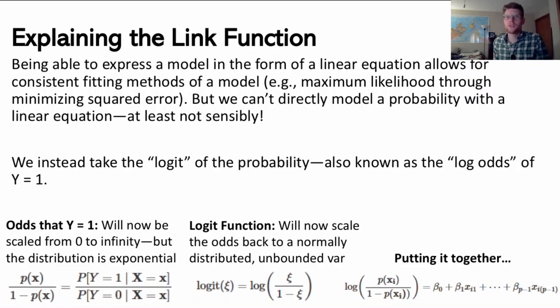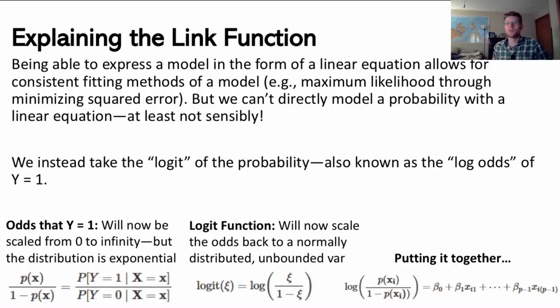First, we have this thing called the odds. The odds of something happening are represented as the probability of it happening divided by the probability that it doesn't happen. So that's a probabilistic term. The odds that y equals 1 will be represented as the probability that y equals 1 divided by the probability that y equals 0. The reason I might do this is because the odds is not going to be bounded between 0 and 1. Instead, the odds is going to be bounded between 0 and infinity now.